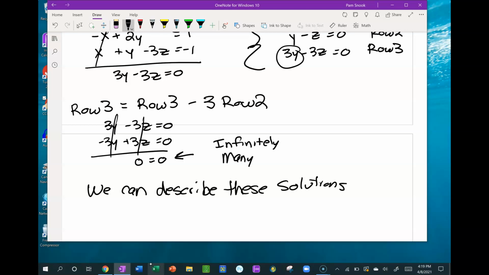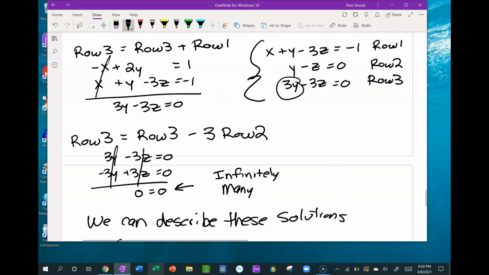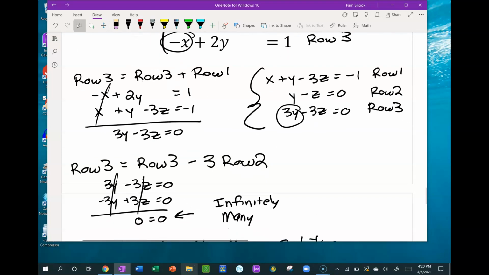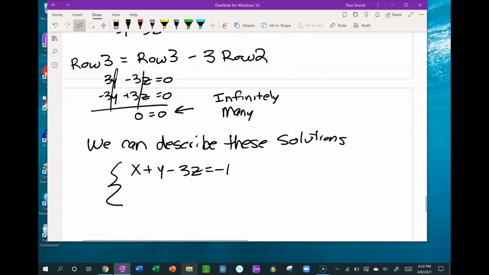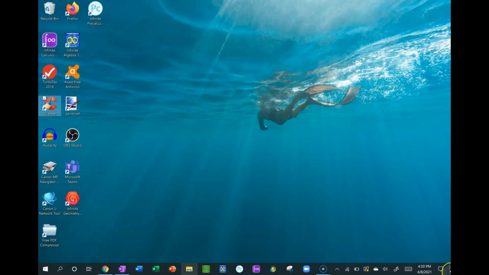So the first thing I want to do is make sure that I write down what my new system is. And I think I'll just write it here. So here's my new system. Row 1, we didn't change. So x plus y minus 3z equals negative 1. Row 2 is still y minus z equals 0. There is no row 3, because that just turned into 0 equals 0.